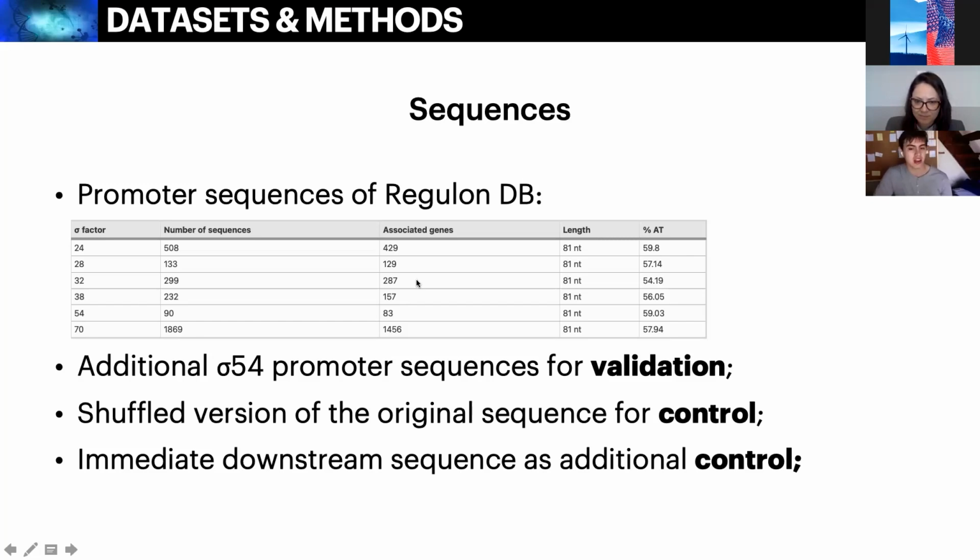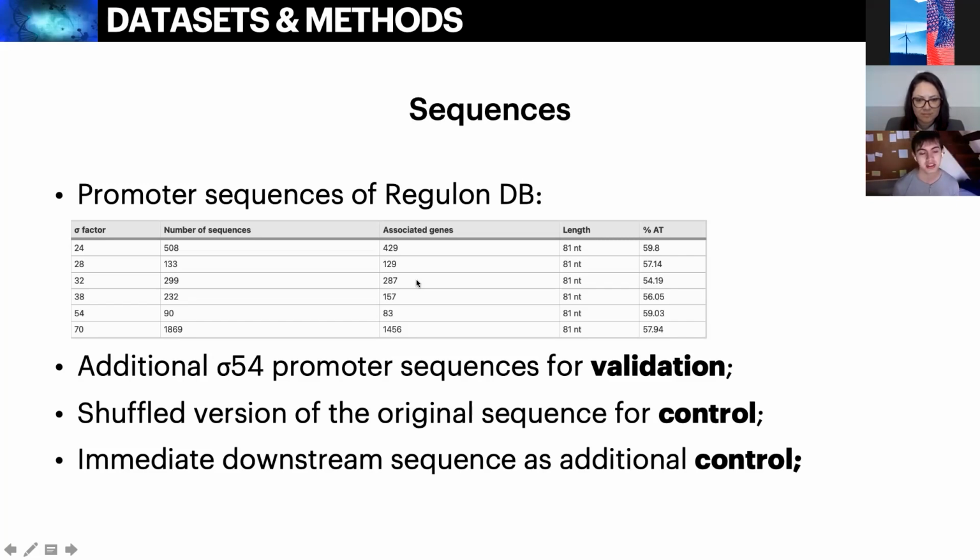All of the sequences that we extracted from RegulonDB contain 81 nucleotides. This region has been reported as containing the core of the promoter. So we are not missing anything by comparing only with 81 nucleotides. And furthermore, we have here the AT percentage, which tends to be a little bit different between the sigma factors that we have. Moreover, we have selected other sigma 24 promoter sequences from other bacteria, not only E. coli, as an attempt to validate our findings.